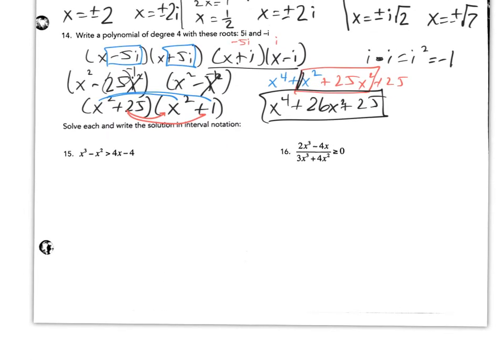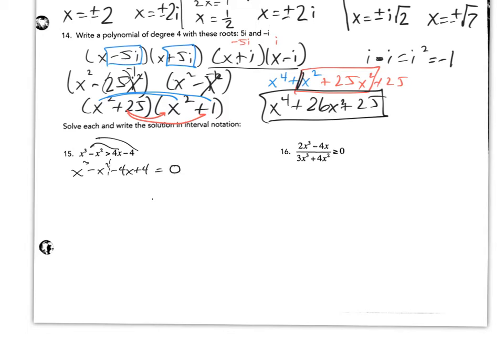Two problems like 15 and 16 on the test. So you will have, just like you see here, one that's a fraction and one that is not a fraction. You do them differently. They both use number lines, but the process is just a little bit different. Number 15, we want to get it set equal to 0, which means we have to move these pieces over. x to the 3rd minus x squared minus 4x plus 4 equals 0.